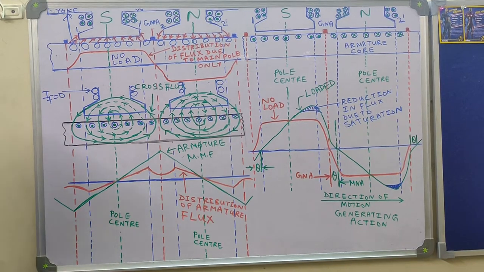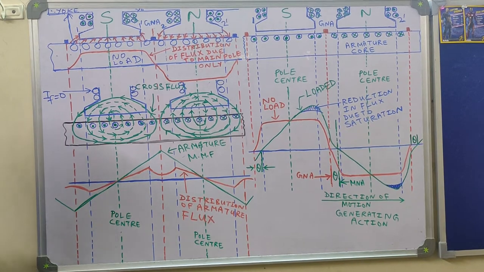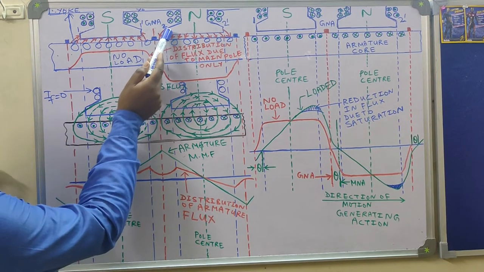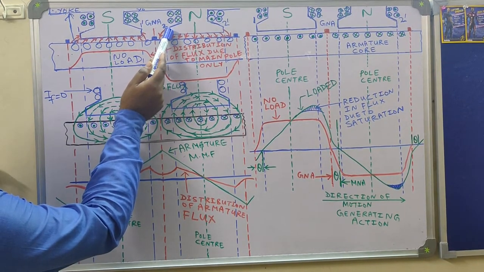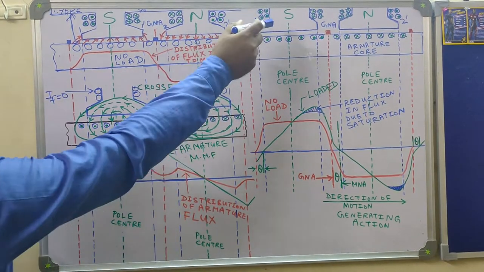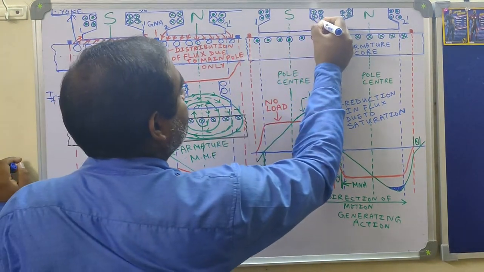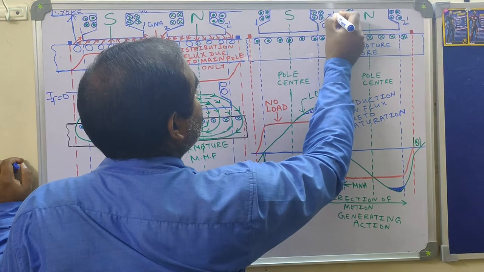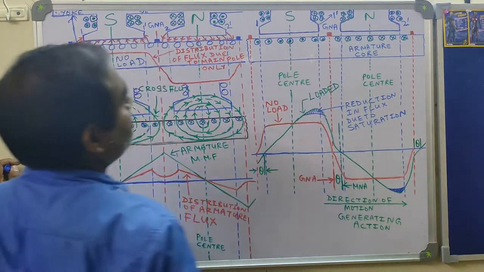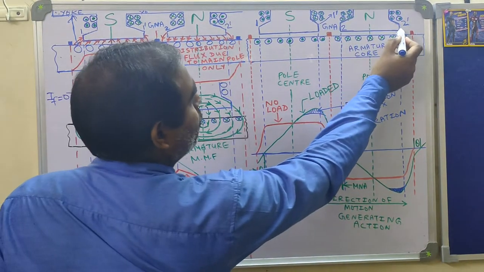Now what I would like to tell you is that you just notice on this thing that I have marked this pole tip as 1 and this pole tip as 1 dash. I have marked this pole tip of north pole as 2 and this pole tip of north pole as 2 dash, isn't it? So the same thing should apply here. That means this pole tip of south pole is 1. So this pole tip of south pole should be termed as 1 dash, isn't it? So this is 1 dash. This pole tip is 1 dash. Likewise, this pole tip of north pole will be termed as 2 and this pole tip will be termed as 2 dash.